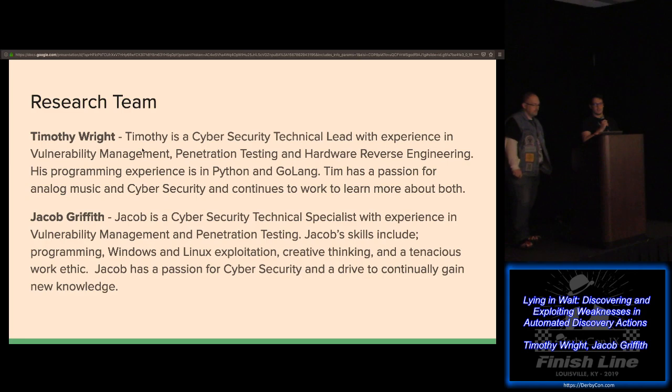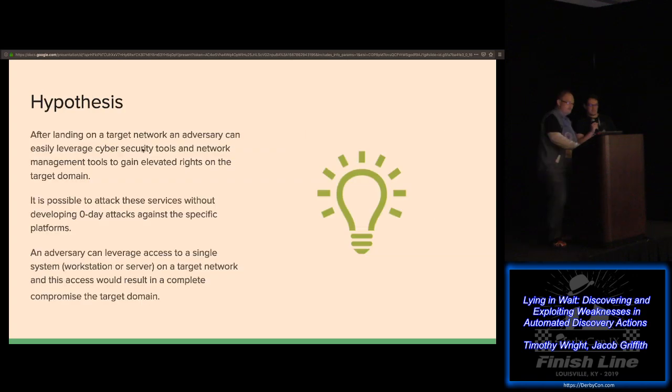And then Jacob. Hello, I'm Jacob Griffith. I'm a cybersecurity technical specialist. I have experience in vulnerability management and some in penetration testing. I love to program. I love exploiting Windows and Linux machines, and I have a tenacious work ethic. Go ahead and hit the next one.